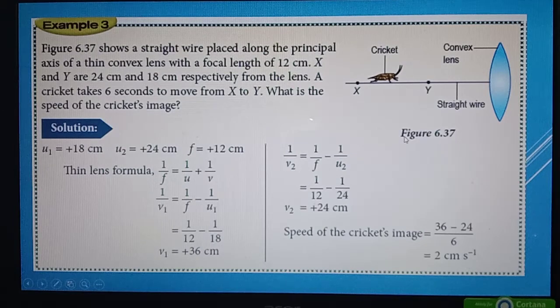So for this one, be careful. First, you need to identify what formula you need to use in this question.